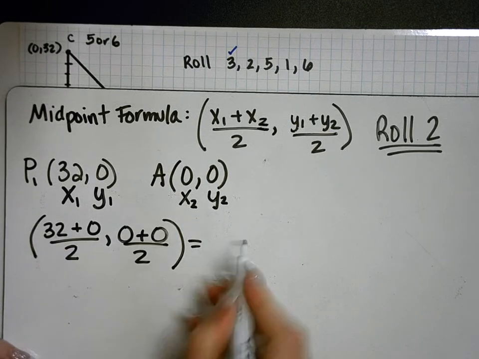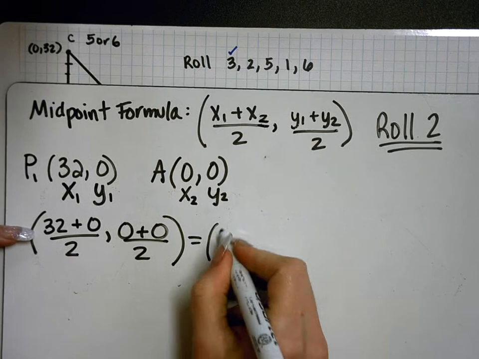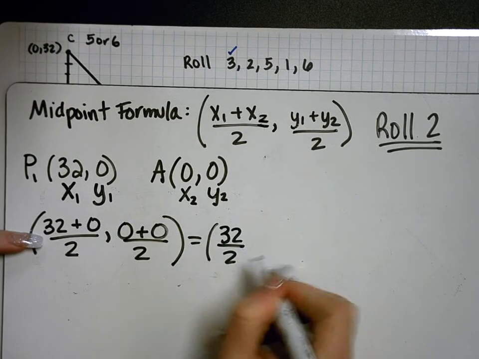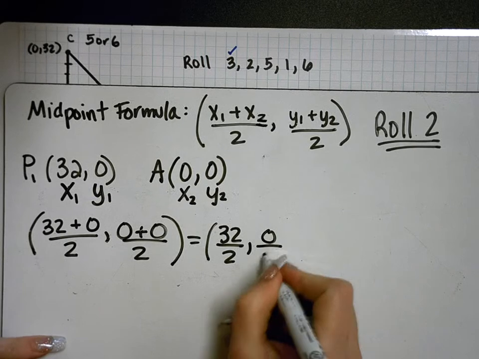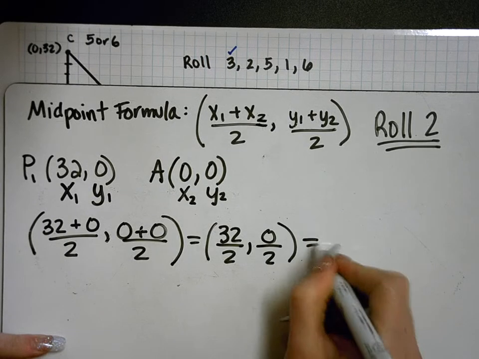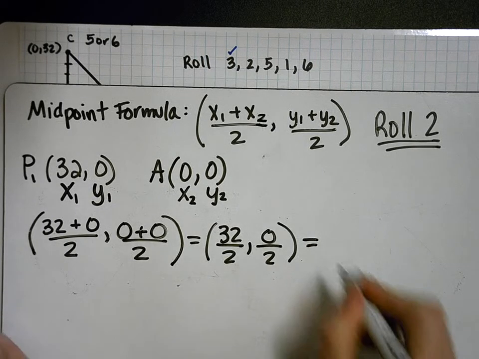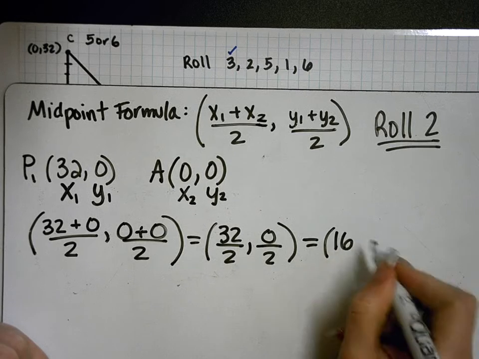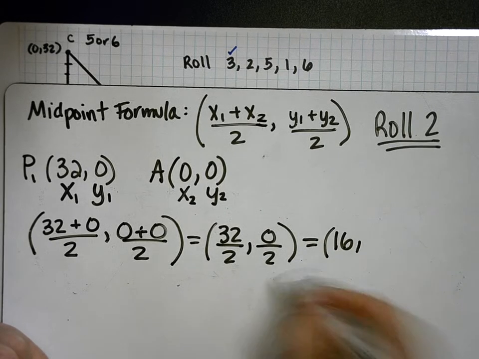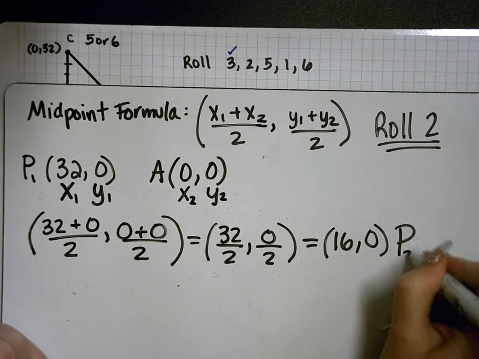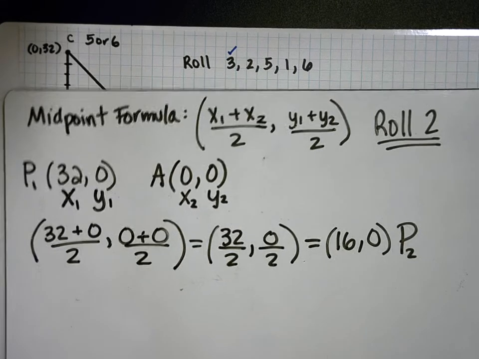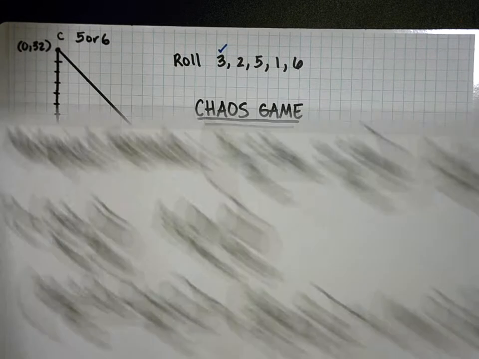So 32 plus 0 is just 32 divided by 2, comma, 0 plus 0 is 0 divided by 2, equals 32 divided by 2 is 16. And 0 divided by 2 is just 0. So this is my point 2. My second point is (16, 0).